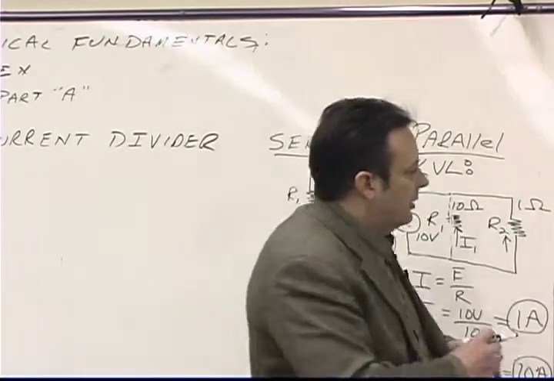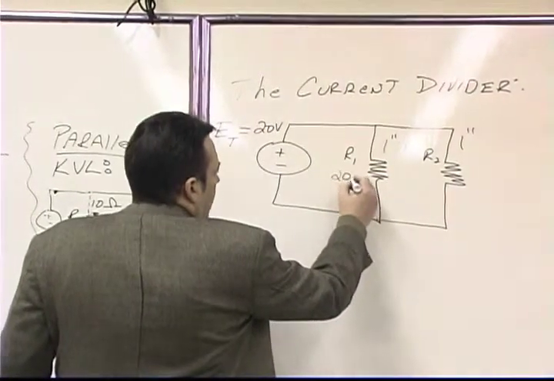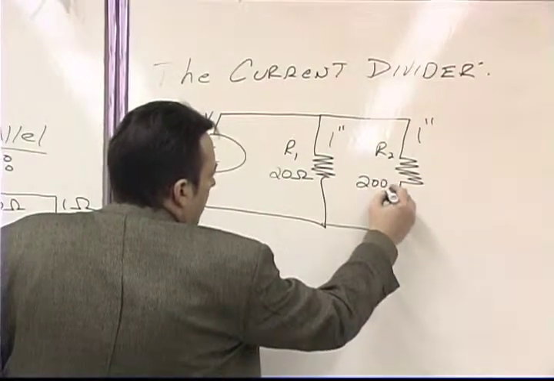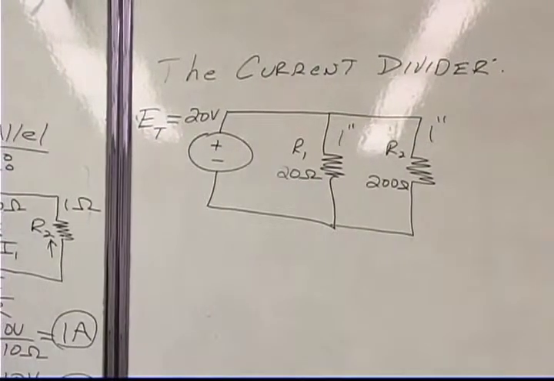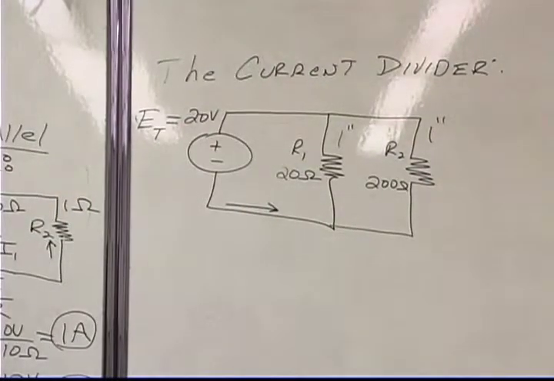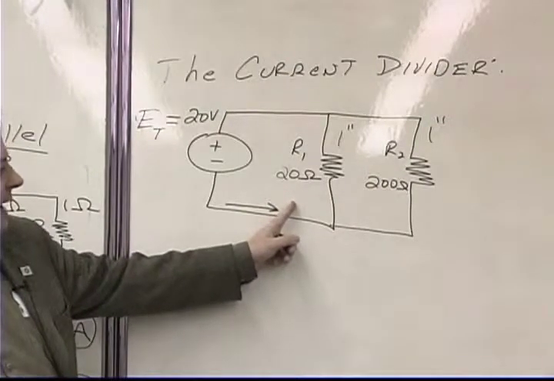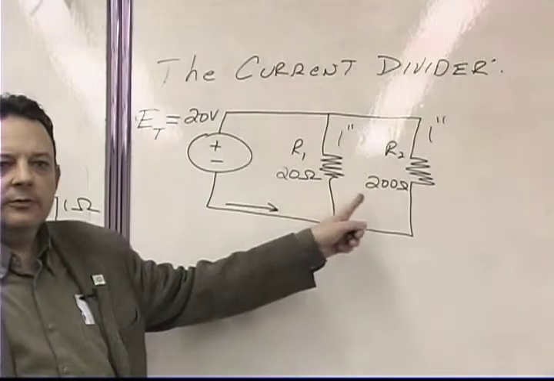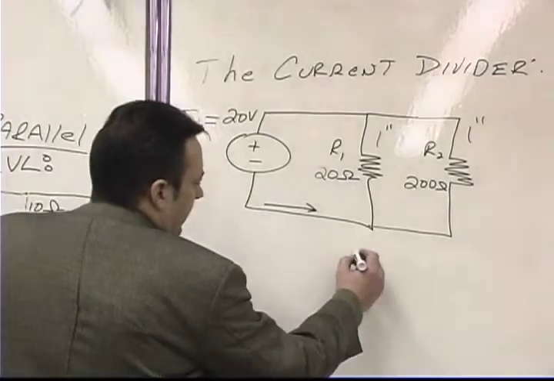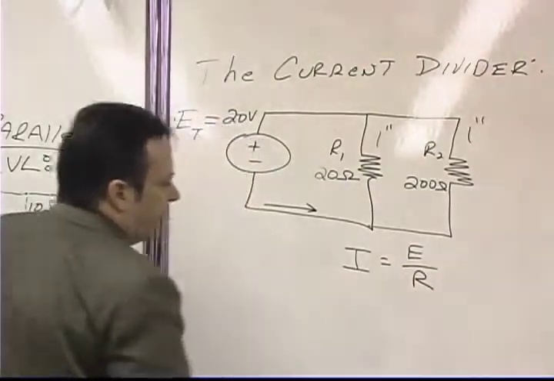If we have a circuit here, and let's just say that this resistance right here is 20 ohms, and this resistance right here is 200 ohms, then just looking at this circuit, would I assume that the current is dividing equally in these 2 branches? No, I wouldn't assume that they'd be dividing equally, and the reason is because of the Ohm's law formula that says current is equal to voltage divided by resistance.